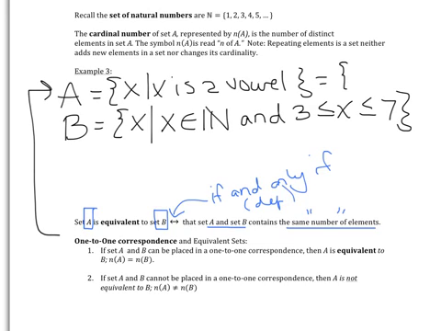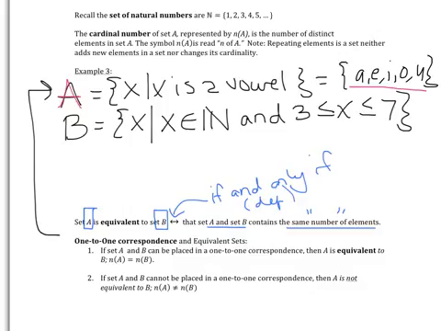So what is set A equal to? Well, this is saying the collection of all X, so probably all letters of the alphabet, such that X is a vowel. Out of all the letters in the alphabet, how many are vowels? Well, we can actually write them out: A, E, I, O, and U. Let's do some color coding. So this is what set A looks like.